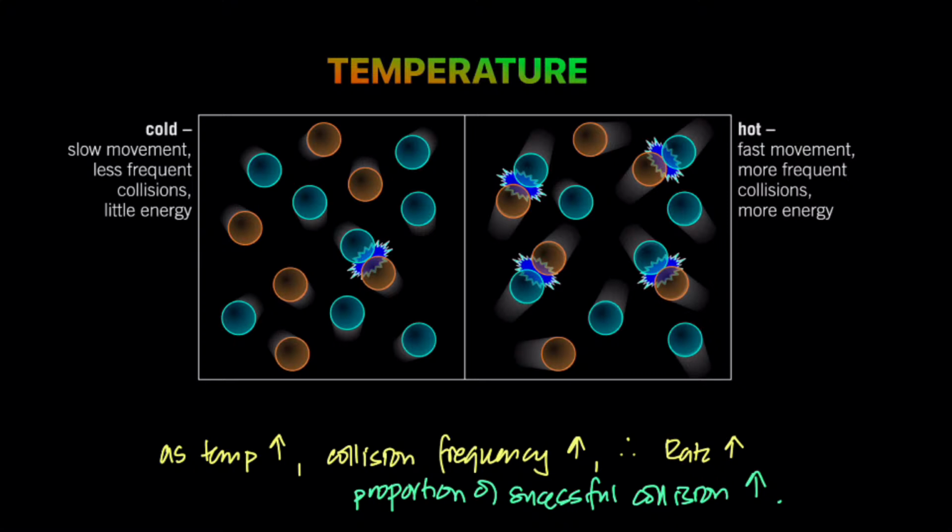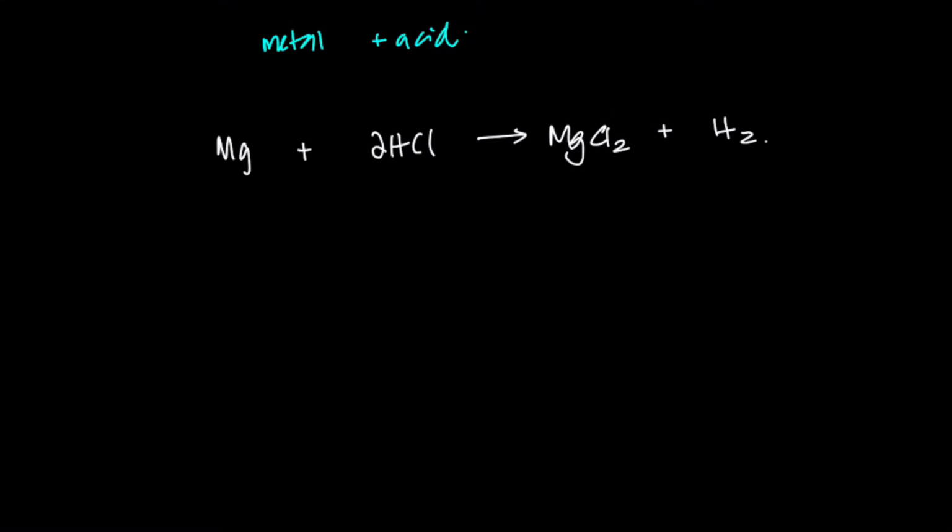Now, let's say you had a reaction. I want to show you a reaction between a metal and an acid. Why do we do these? Because they're the ones that are easy to visualize in the lab. So let's say we have metal plus acid. Let's take Mg and 2HCl. What does it make? MgCl2 and hydrogen gas.